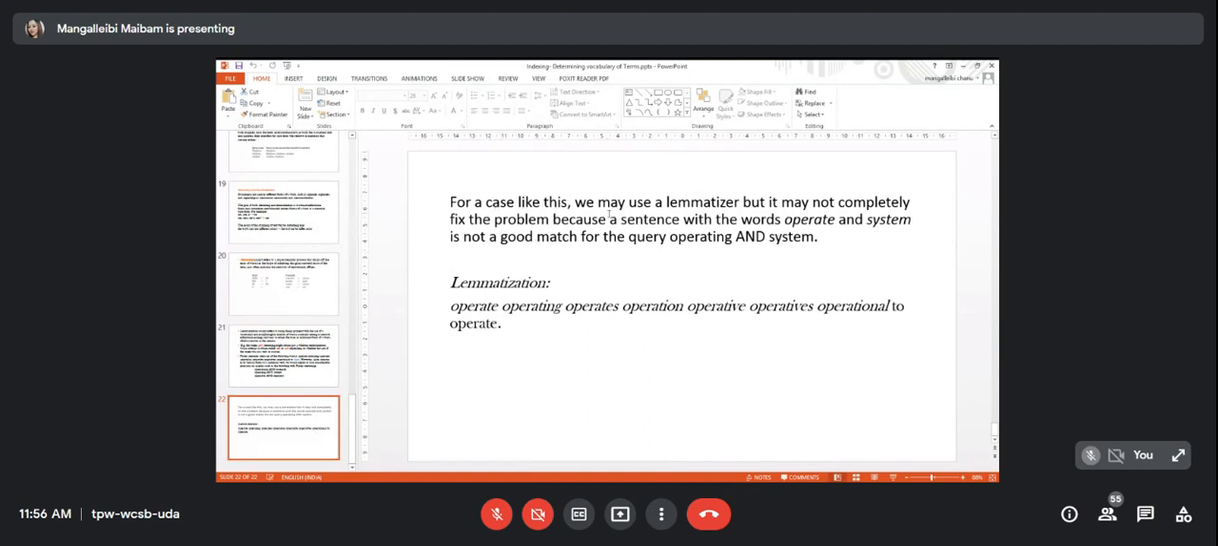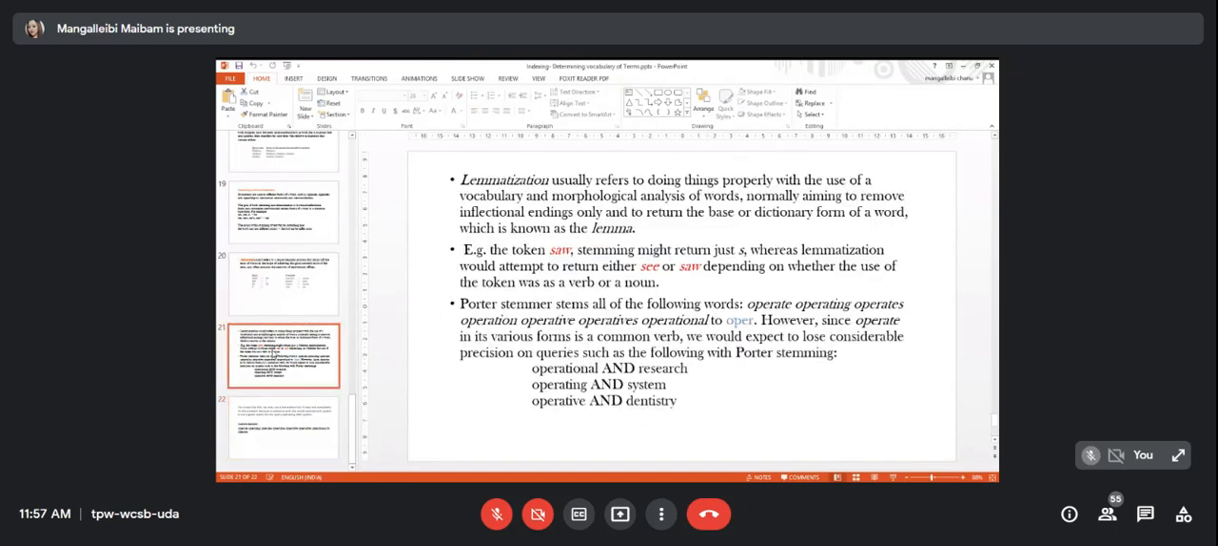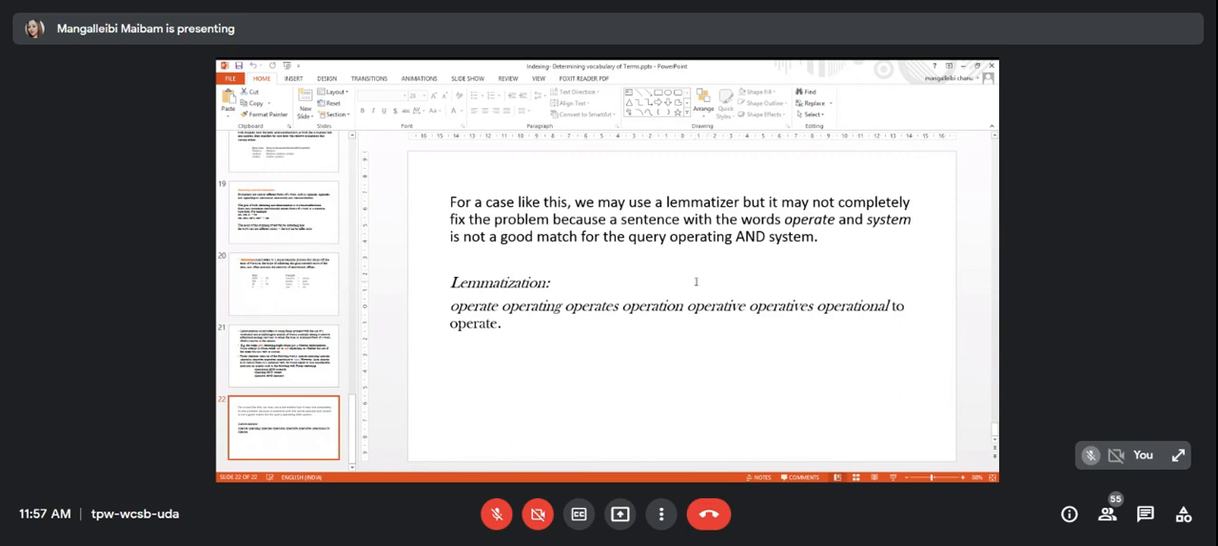So for a case like this, we may use a lemmatizer, but it may not completely fix the problem, because a sentence with the words operate and system is not a good match for the query operating and system. So what does it say? Sometimes when you return operate, it is based on the query. It is based on the query. So the combination of the query may not be matched. That is what it is said here.